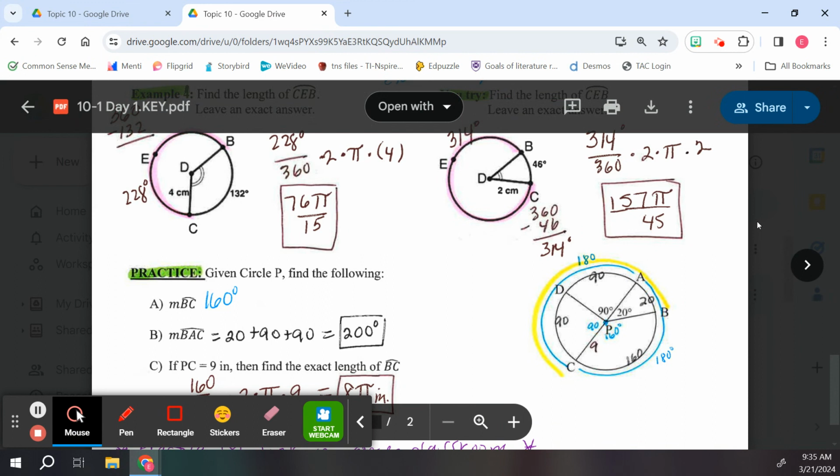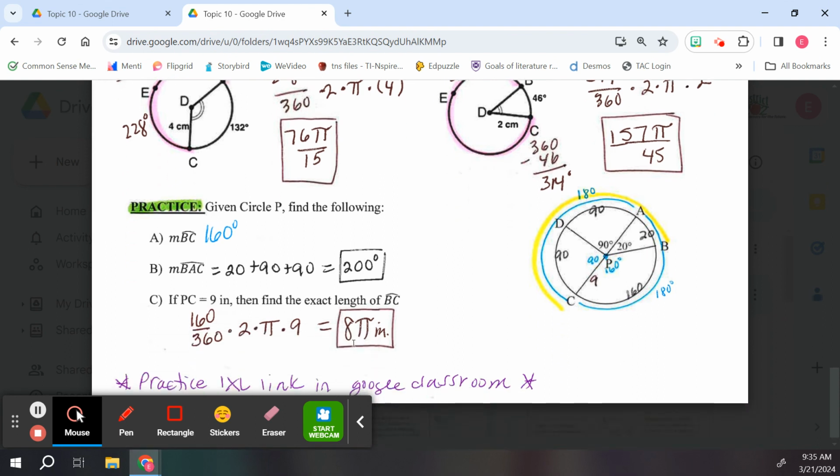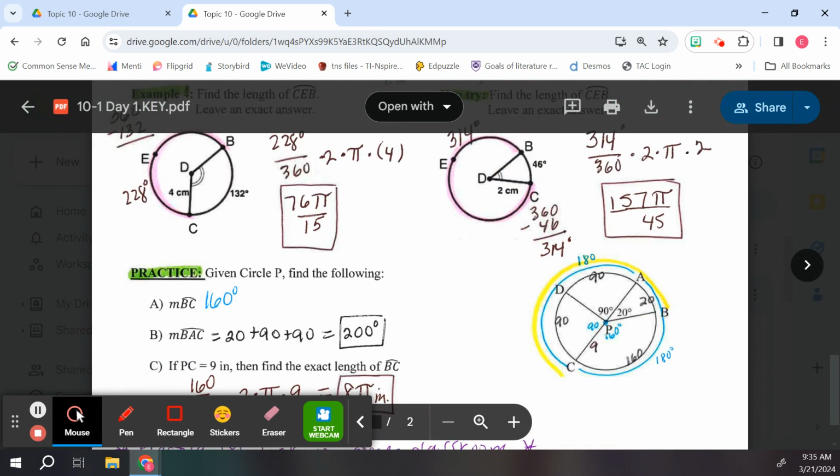All right, so you try it. You should have had 157 pi over 45. For practice A, you should have 160, B, 200, and C, 8 pi. Questions?